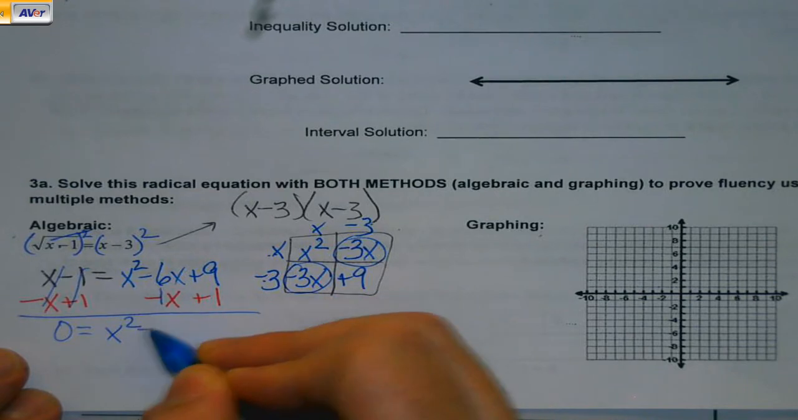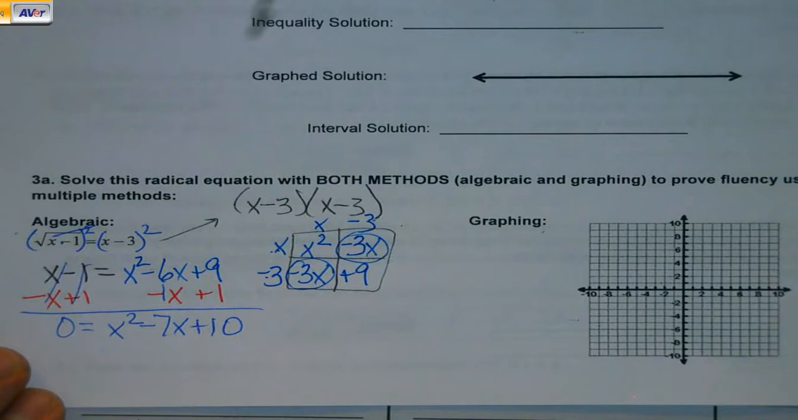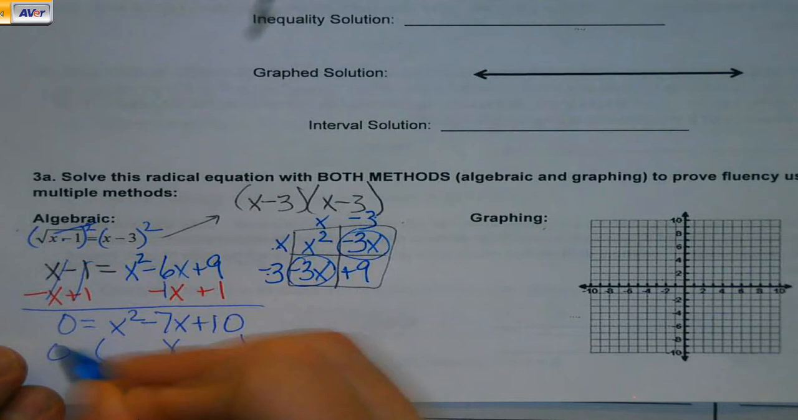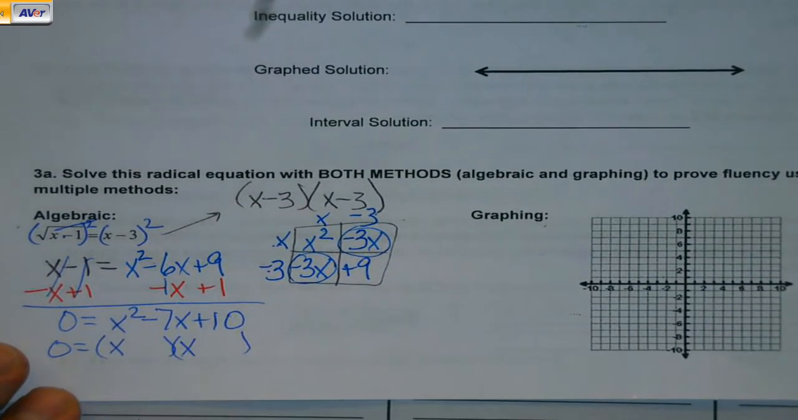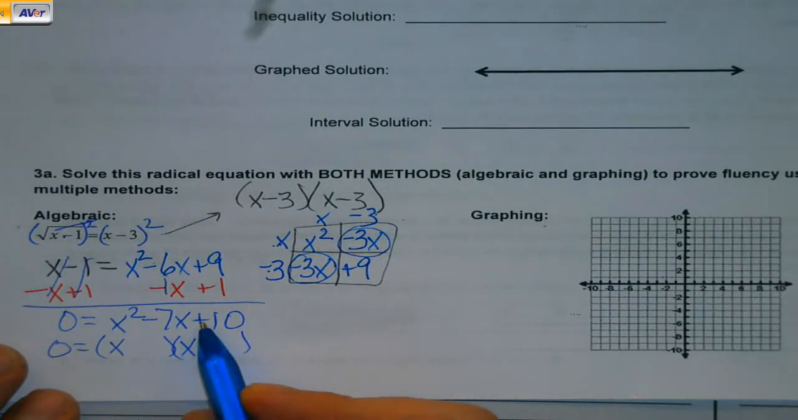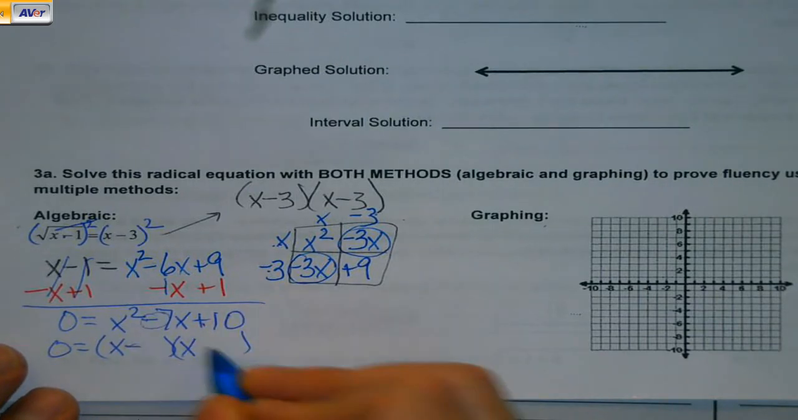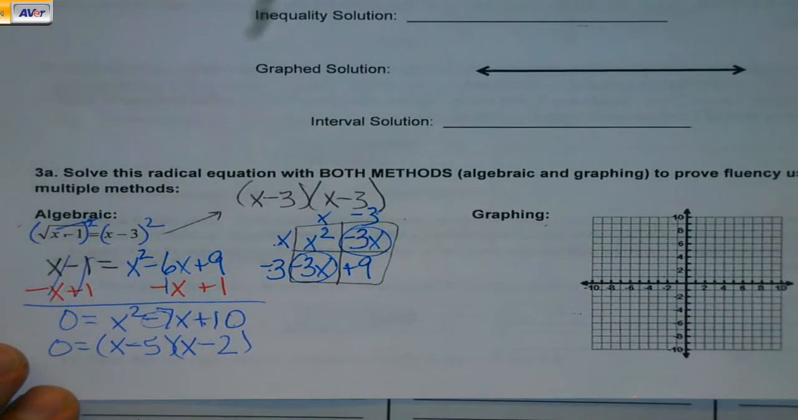Negative 6 minus 1 is negative 7x plus 10. And like I said, you've got a choice here. You can factor, or you can use the quadratic formula. So what do I know? Well, multiplies to a positive means they're both positive or both negative. Both negative. So multiply to 10, add to 7 is 5 and 2.